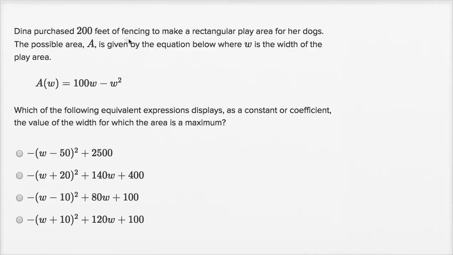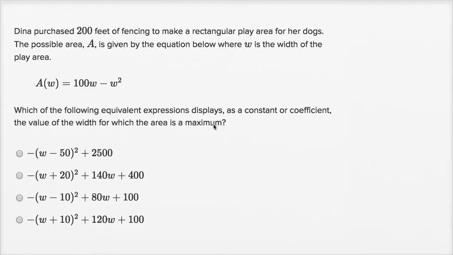Dinah purchased 200 feet of fencing to make a rectangular play area for her dogs. The possible area A is given by the equation below, where W is the width of the play area. So they do the work for us, where they tell us what area as a function of W is going to be. Which of the following equivalent expressions displays as a constant or coefficient the value of the width for which the area is a maximum?